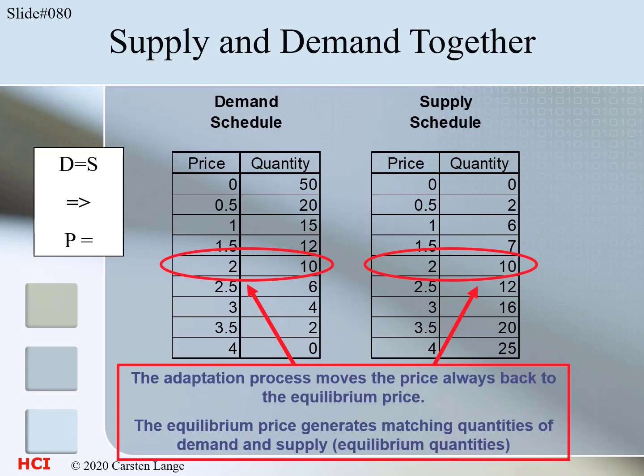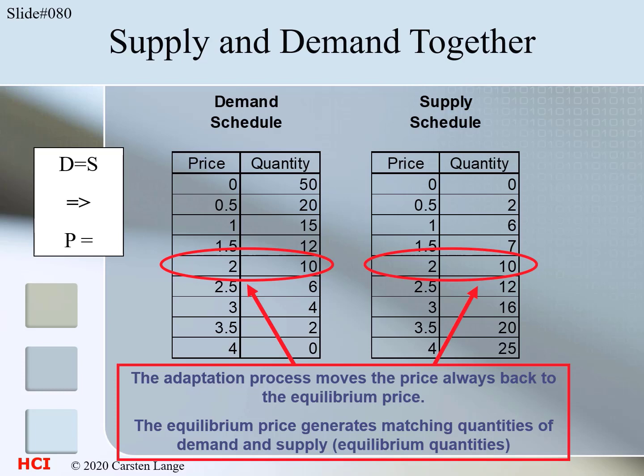In the previous slides, you saw that market forces will lower the market price when it is higher than the equilibrium price. You also learned that market forces will increase the market price when it is lower than the equilibrium price. In both cases, the market price moved towards the equilibrium. It seems reasonable to say that the price will always adapt to the equilibrium price. This is called the adaptation process. Adam Smith called it the invisible hand.